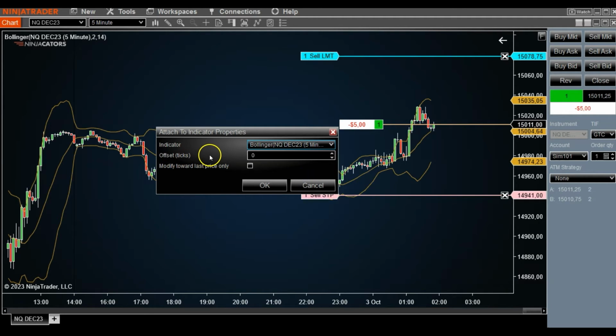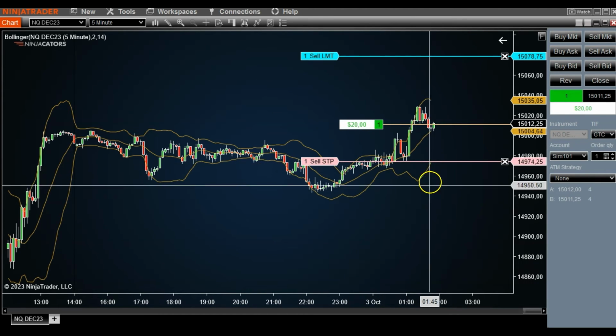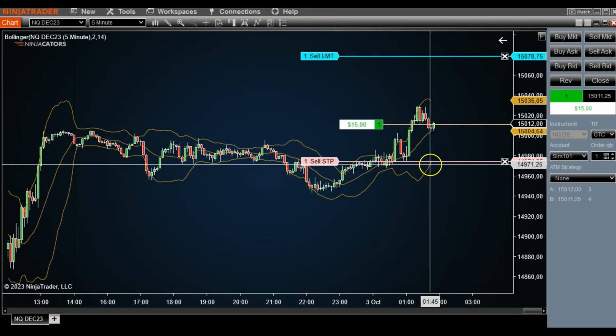You can also use offset, and that would just basically mean how far away that stop loss should be from the lower band. You want to have it on it, or just a little bit above it, or just a little bit below it. I'm just going to leave it at 0 for now. If I click OK, you'll see that it has now moved to that lower band.